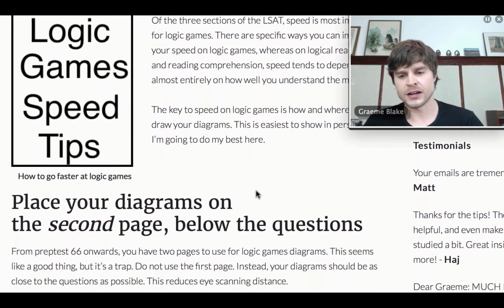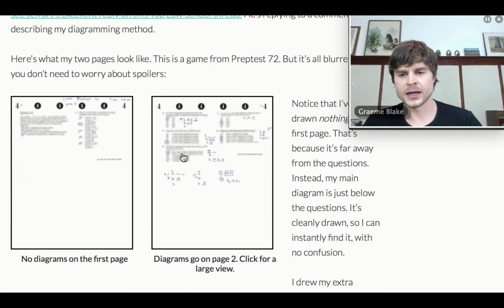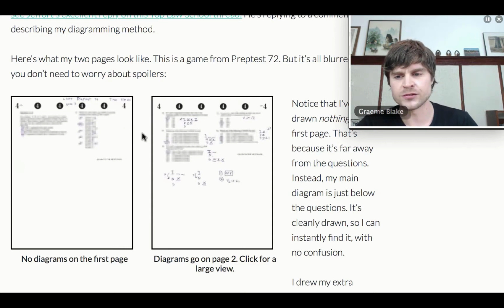So I'm going to show you an example of how I draw diagrams. And actually, here's 2 pages. This is something that changed on the LSAT around test 66. No, not around test 66. On test 66, they switched logic games to 2-page format.